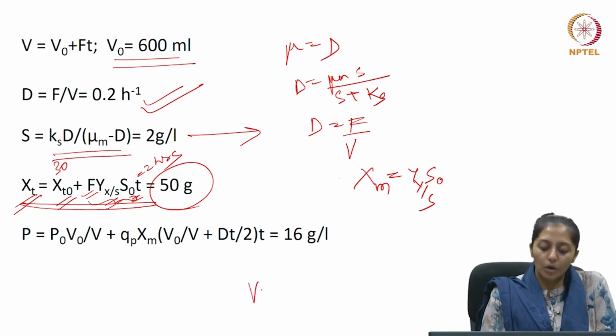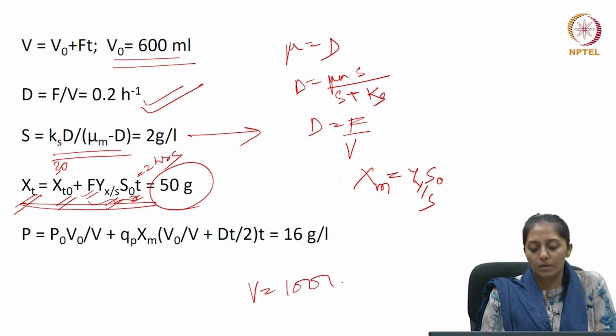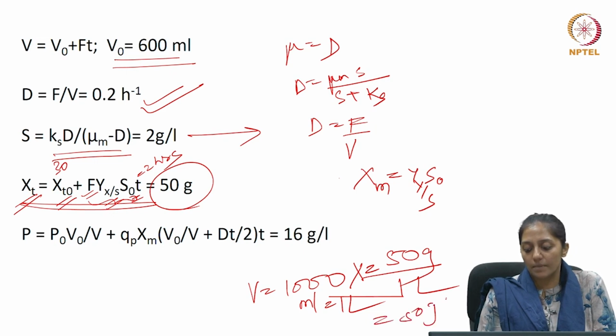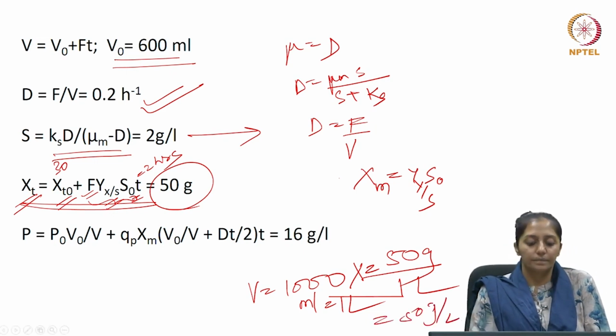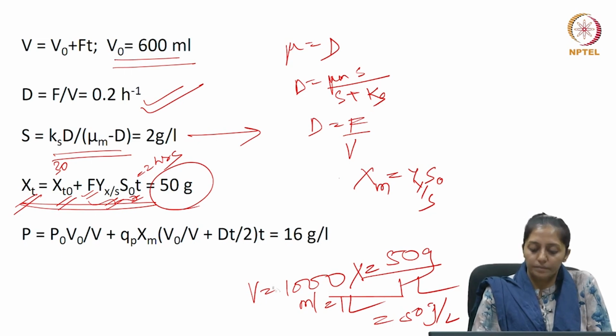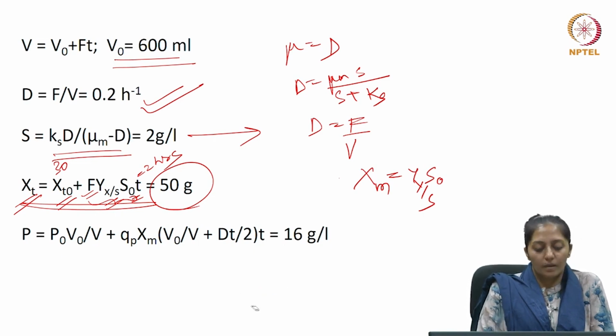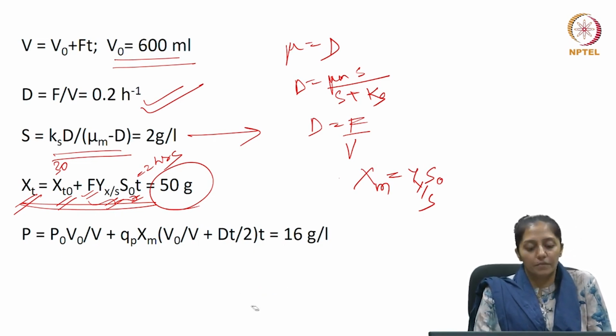If you remember, the volume at 2 hours was 1000 ml, which means 1 liter. So your concentration of biomass is 50 grams per liter, which is the same as we had calculated earlier. And the amount of biomass is 50 grams.